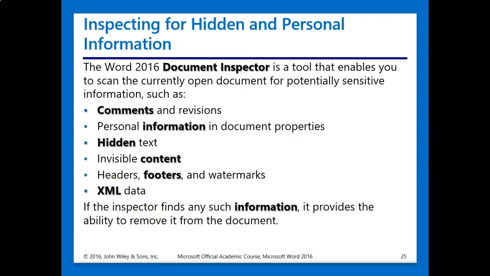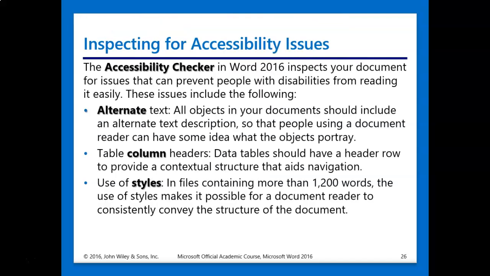Inspecting. The Word 2016 Document Inspector is a tool that enables you to scan the currently open document for potentially sensitive information, such as comments and revisions that were made, personal information such as your social security number, your birth date, those types of things, hidden text, invisible content, headers, footers, and watermarks, and XML data. If the inspector finds any such information, it provides you the ability to remove it if you want to.